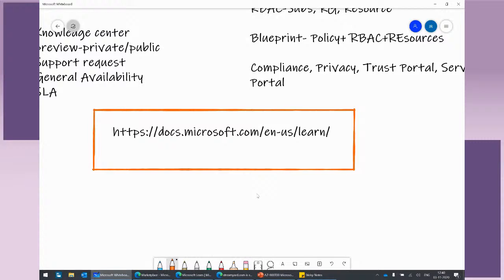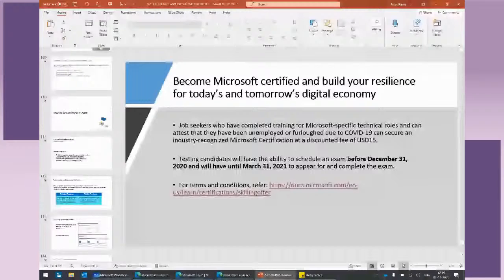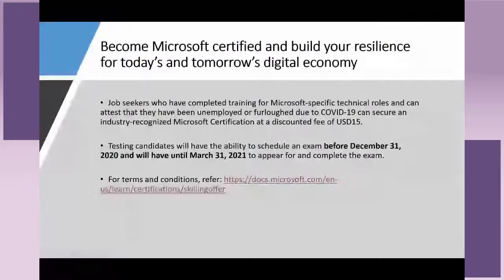Got it? Now, I have some information for you. Those who are seeking a job, who are unemployed or furloughed due to COVID, can secure an industry recognized Microsoft certification at a discounted rate of $15. Those who are taking the certification should schedule your exam before December 31st, and you will have until March 31st, 2021 to complete it. For more information, you can go here and check it. This link is again part of your MS Learn.